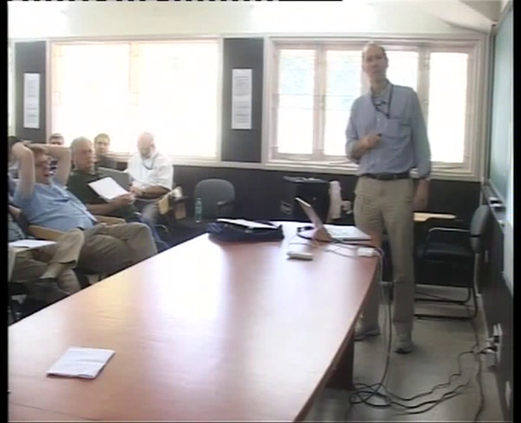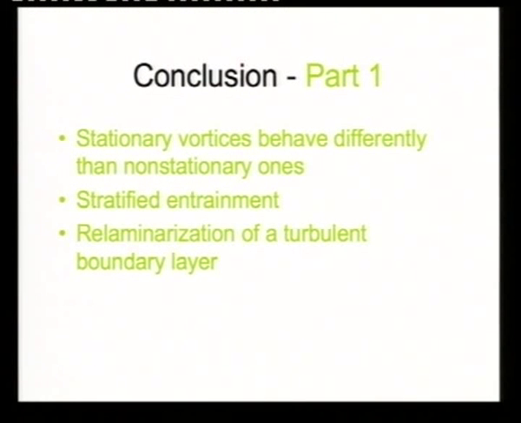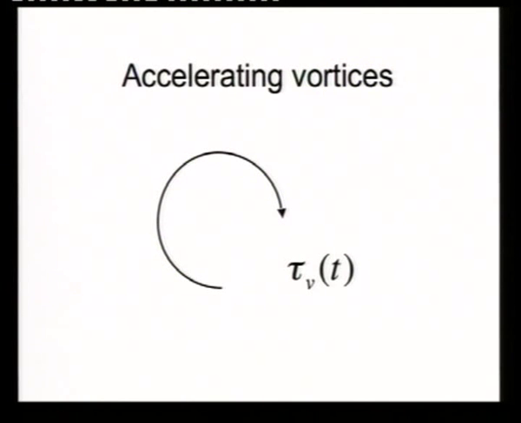So the take-home message I'd like you to have is that stationary vortices are fundamentally different from non-stationary ones. I tried to show both for stratified entrainment and for flow near a solid surface, you get completely different behavior. The fluxes are totally different. Now I'd like to shift gears and talk about accelerating vortices. We go from stationary to the other extreme.